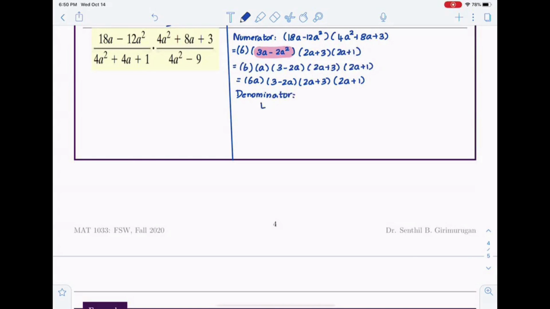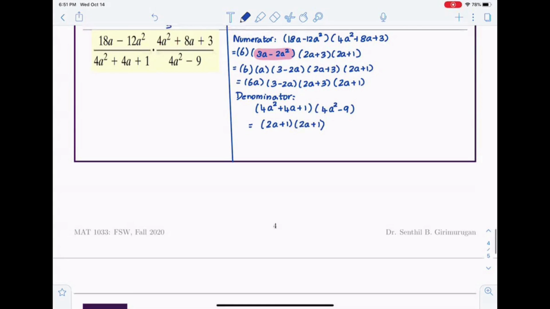We have 4a squared plus 4a plus 1 multiplied by 4a squared minus 9. 4a squared plus 4a plus 1, if you factor it, would be 2a plus 1 times 2a plus 1. You could easily verify that by foiling. If you foil, you will get 4a squared plus 4a plus 1.